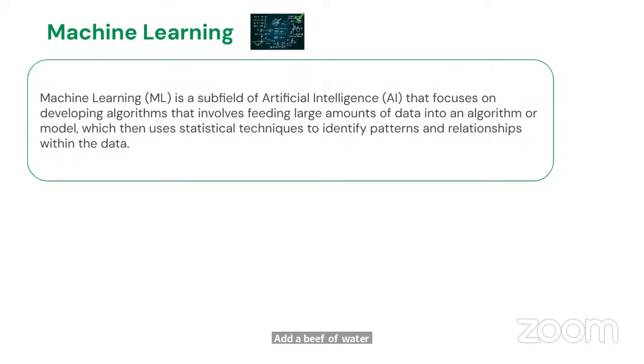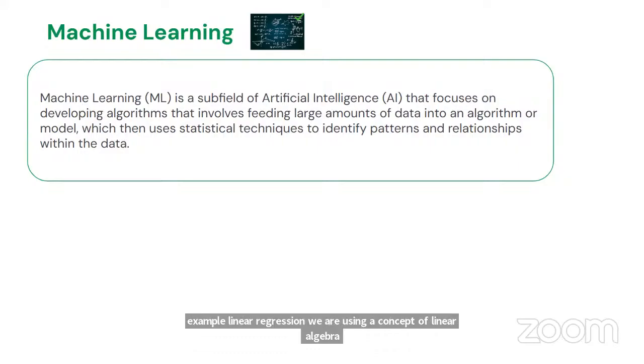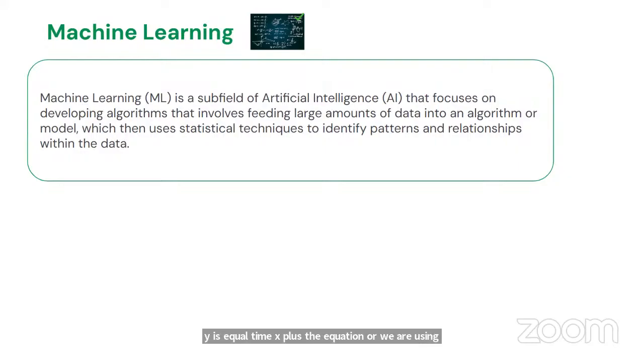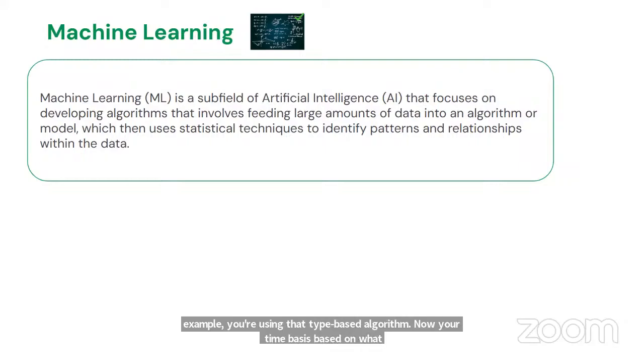Mainly they are basically statistical, mathematical techniques, right? For example, linear regression. We are using a concept of linear algebra, y is equal to mx plus c equation. Or we are using something called the hyperplane equation, which is again based on linear algebra concepts. For example, you are using the naive Bayes algorithm. Naive Bayes is based on what? Bayes theorem. That's again a probabilistic model.